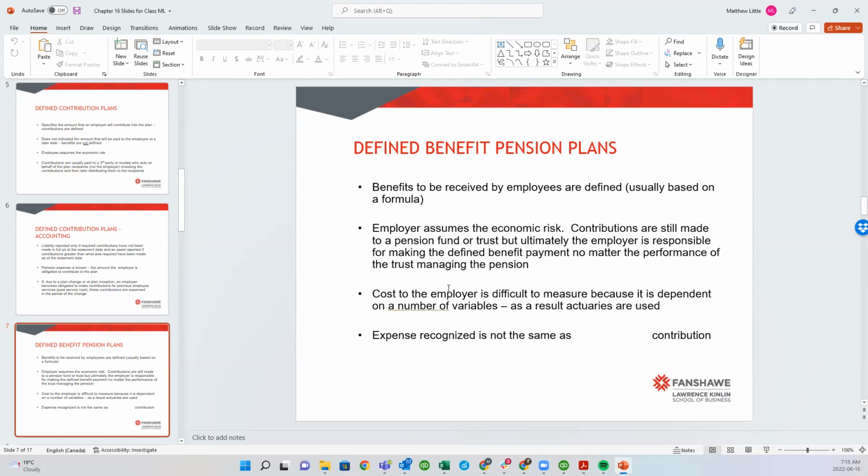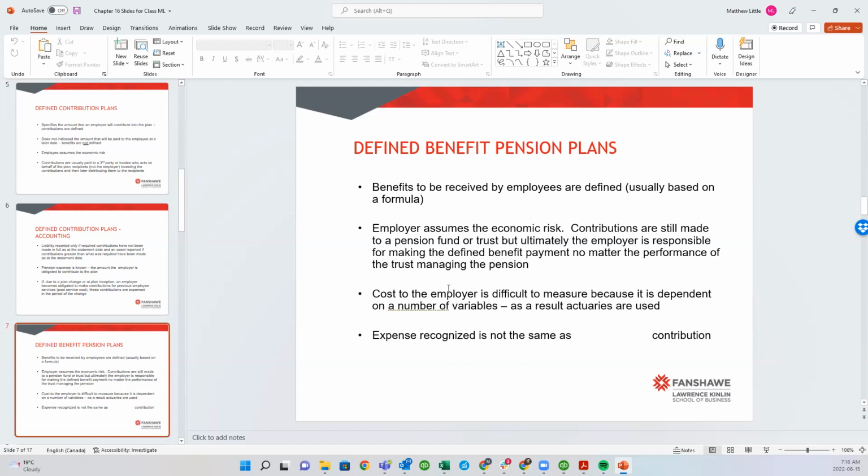Contributions are still made to an outside party, but they will get reports based on what the actual assets are versus what the predicted liabilities are in order to fund the pensions. Now, the cost to the employer can be a little more difficult to pin down because you have to make assumptions. How long will people live? When will people retire? How many years of service might they have? What kind of investment return will be on the plan?